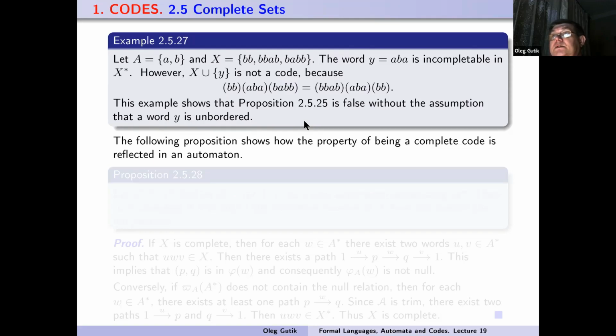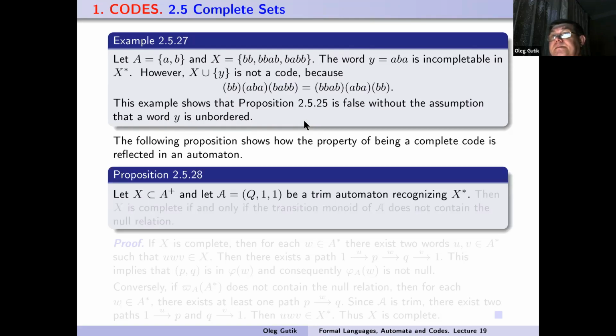The following proposition shows how the property of being a complete code is reflected in the automaton. Let X be a subset of A capital plus, and let A be a trim automaton recognizing the monoid X capital star. Then X capital is complete if and only if the transition monoid of the automaton A capital does not contain a null relation. We prove.